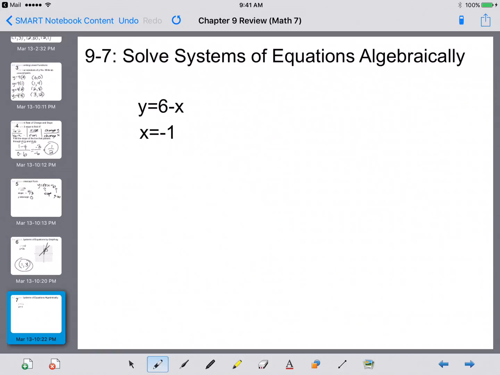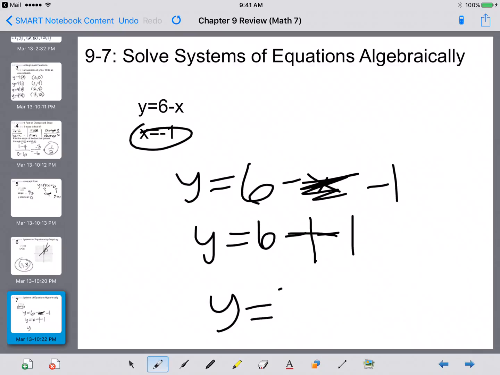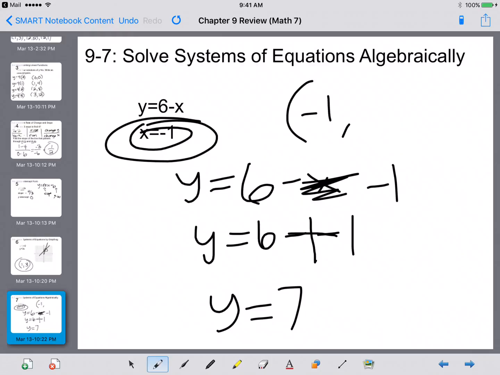And finally, we want to solve a system of equations algebraically. So that's where you substitute something in. You replace a variable with a number or an equation. So here we have y equals 6 minus x, and x equals negative 1. So we can start off with our first equation here, y equals 6 minus x. And here it says x equals negative 1. So I can take out this x and put negative 1. Minus negative 1. Minus a negative turns into addition. So y equals 6 plus 1, y equals 7. We know from up here, once again, x equals negative 1. So negative 1 is our x-coordinate, and y equals 7 would be our y.